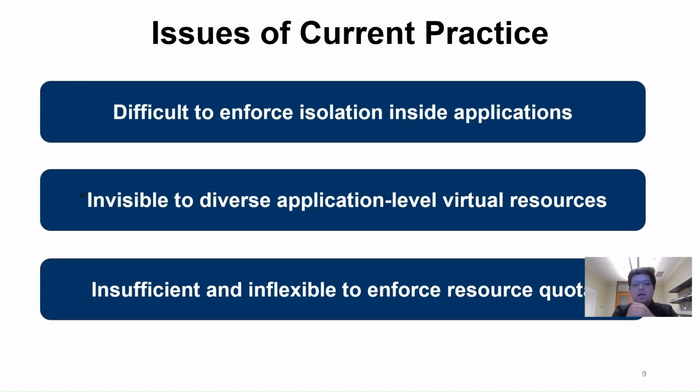In summary, existing inter-application performance isolation mechanisms have three limitations. First of all, the current methods make it difficult to enforce isolation within applications. Second, many application-level virtual resources are invisible to these mechanisms, making it difficult to mitigate interference solely by adjusting hardware resources. Finally, it is inefficient and inflexible to enforce a fixed resource quota in addressing intra-application interference.